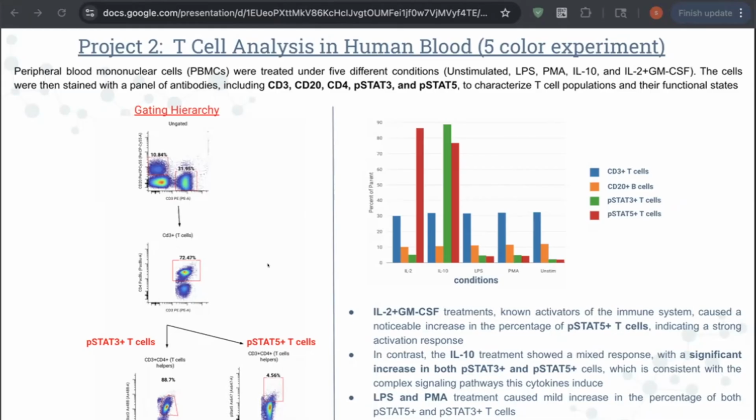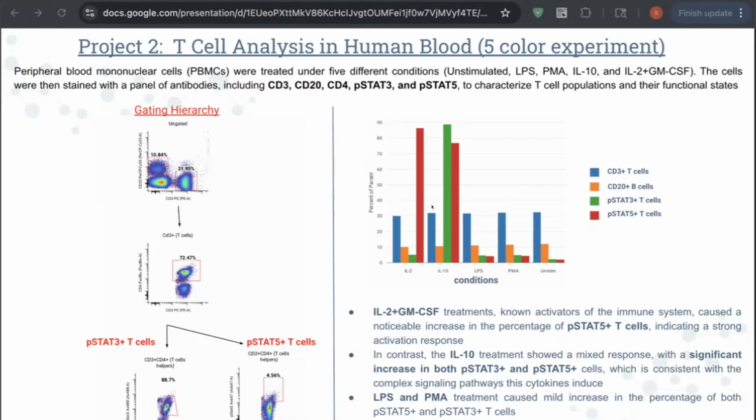We then measured the expression of two key signaling markers: PSTAT3, which is associated with inhibitory signals, and PSTAT5, which is linked to activation. The histogram on the right shows our key findings. We can see how the percentages of PSTAT3 positive and PSTAT5 positive T cells changed under each condition.